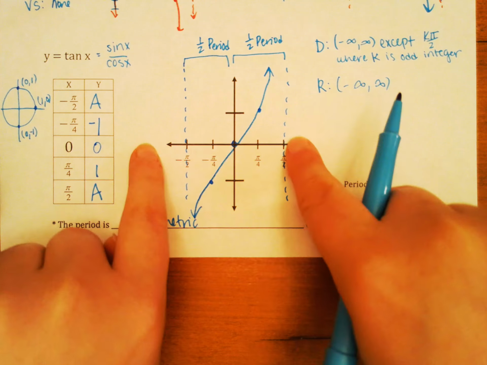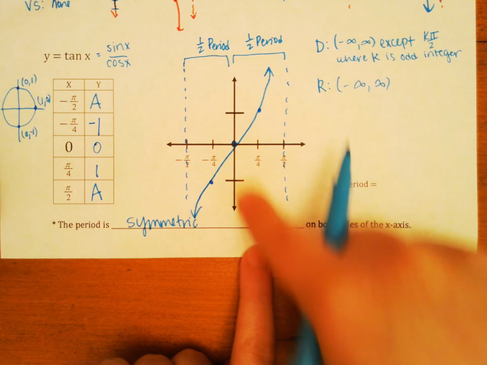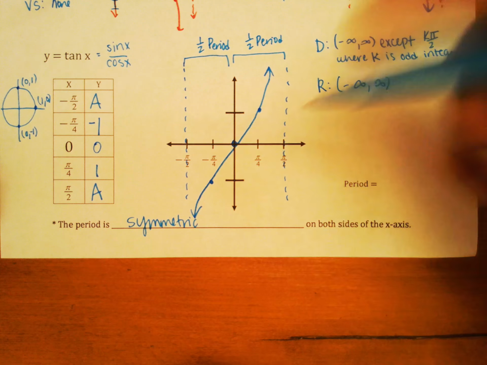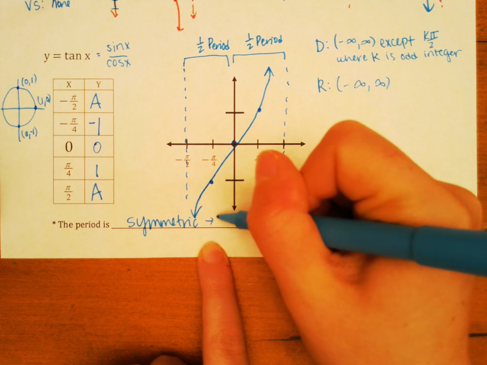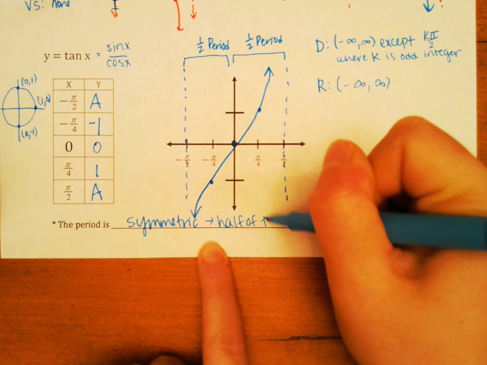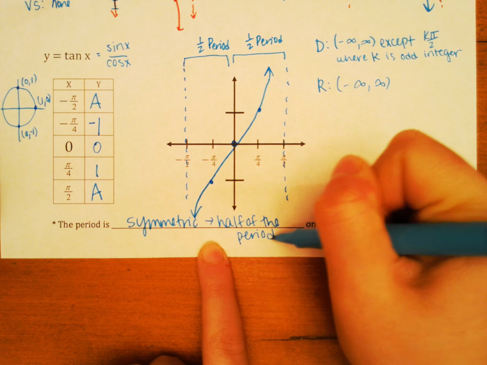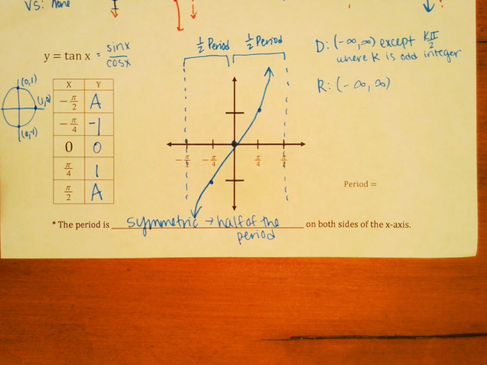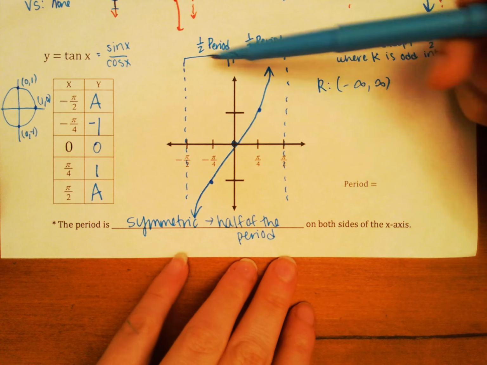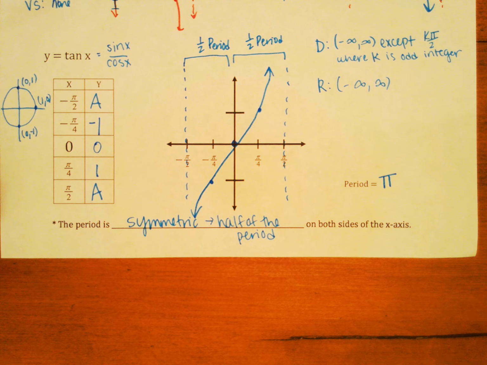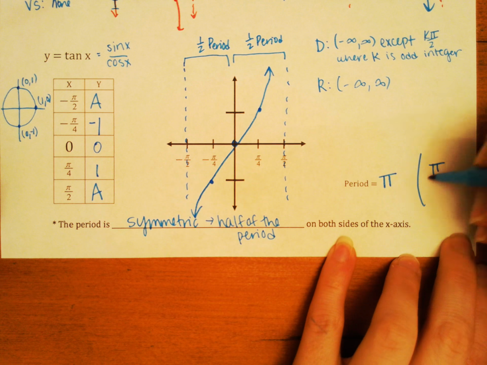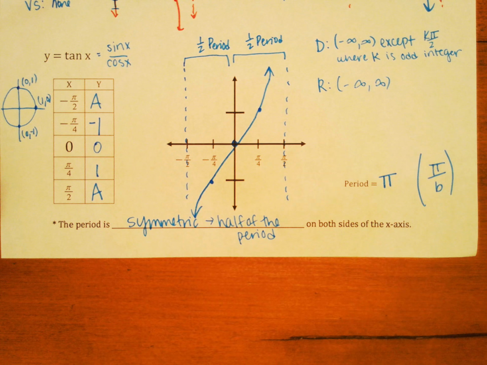So it's symmetric about our y-axis here. It's symmetric about this middle point, which means that we have half of the period on both sides. It's symmetric on both sides of the x-axis, and we have half the period on both sides. And our period, remember, if this is pi over 2 and this is pi over 2, then our whole period here is pi. So in general, to find our period, we again do pi over b.